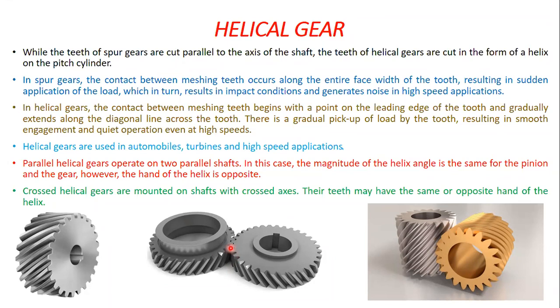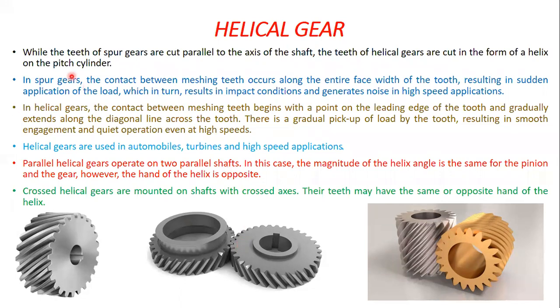These teeth are going to gradually pick up the load, whereas in a spur gear there will be a sudden load, because the entire face width of the teeth comes in contact. Here gradually the teeth are going to pick up the load. As a result of that, the operation is smooth, the engagement of the gears is smooth, and that's why the operation is quiet.